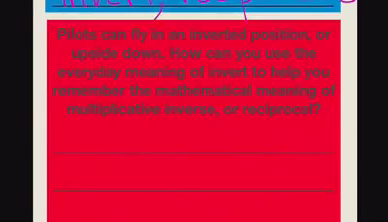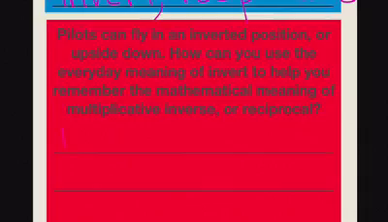Pilots can fly in an inverted position, or upside down. How can you use the everyday meaning of invert to help you remember the mathematical meaning of multiplicative inverse or reciprocal? Well, we could say that when a plane flies in an inverted position, the top and bottom of the plane exchange places. So, in a reciprocal, the numerator and the denominator of a number trade places.